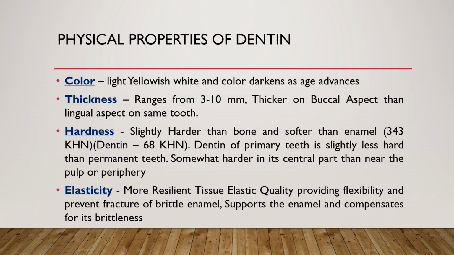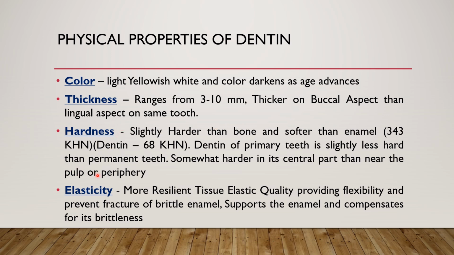Coming to the physical properties, dentin is light yellowish in color, and this color darkens as age advances. The thickness is from 3 to 10 mm, but thickness varies in the same tooth. It is thicker on the buccal aspect and thinner on the lingual aspect of the same tooth.